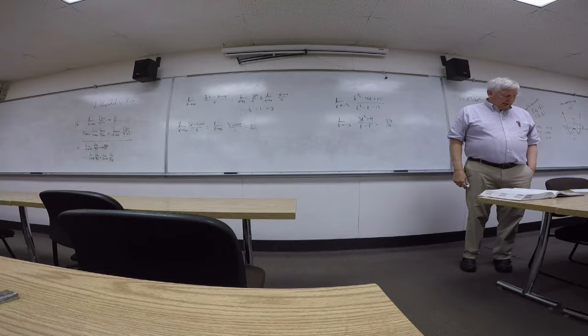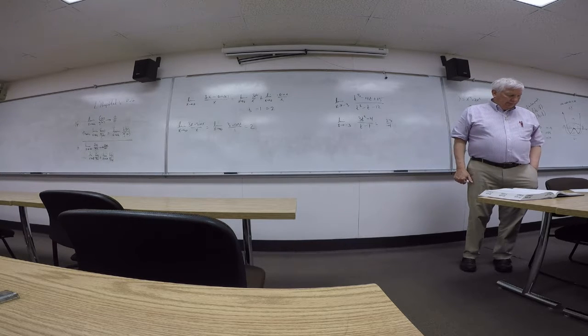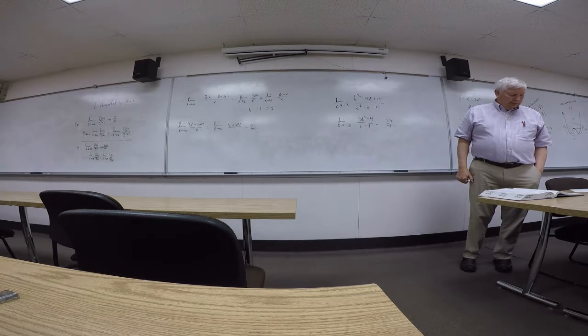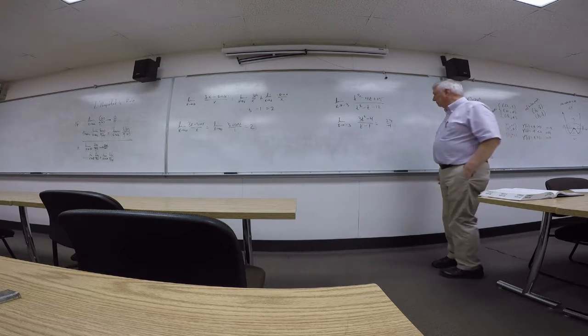Which one did I see that looked nice? Let's look at number 14. Sine of 5t over 2t, the limit as x approaches 0.